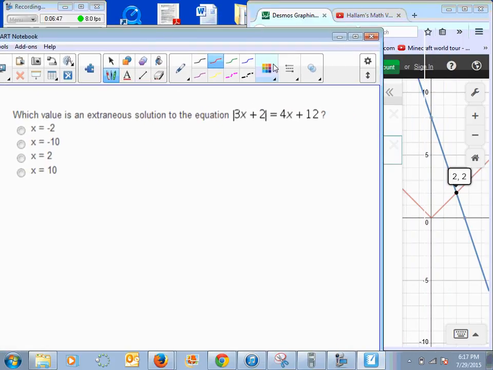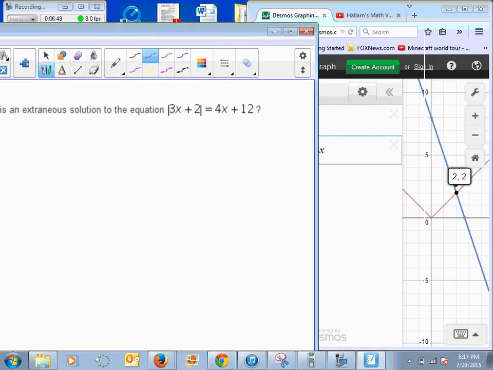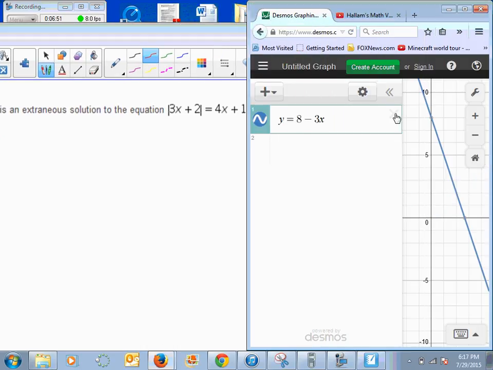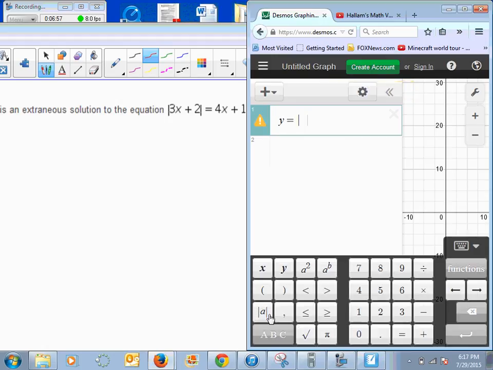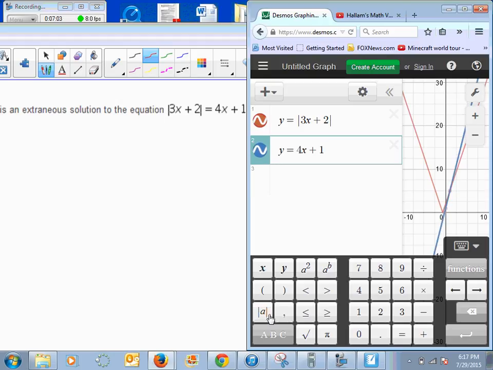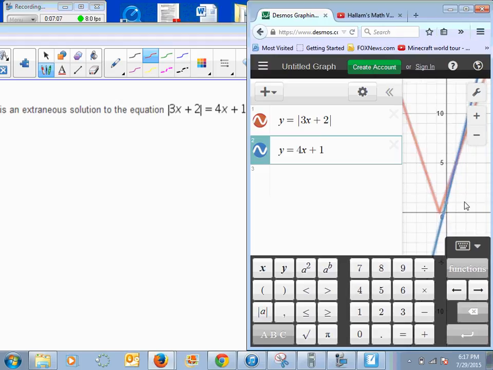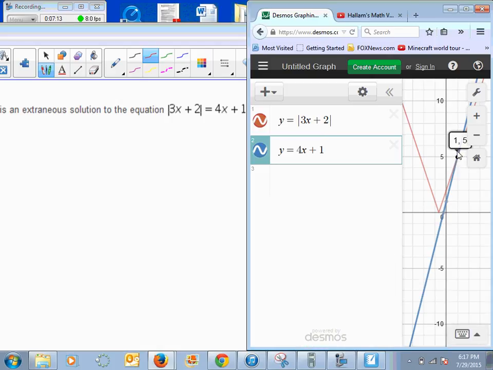Let's take a look at this one because I want to show you what an extraneous solution is. This will be the last one for this video. Let's see. Y equals absolute value 3x plus 2, and then y equals 4x plus 1. Okay, so let's zoom in on this a little bit. You see, this is only hitting in one spot, so it crosses at that 1 right there.